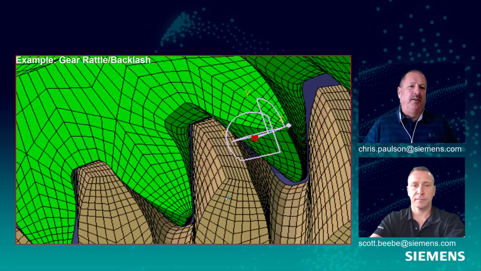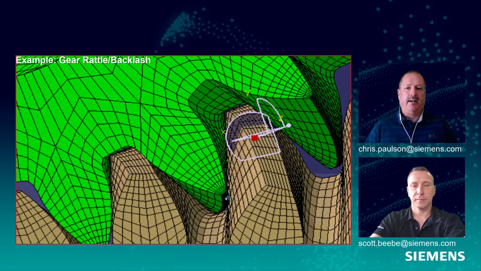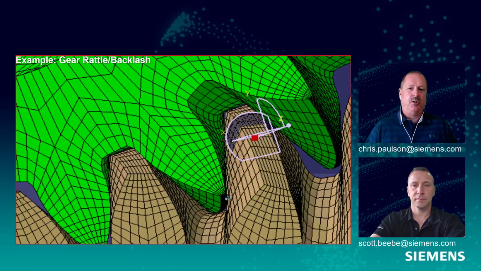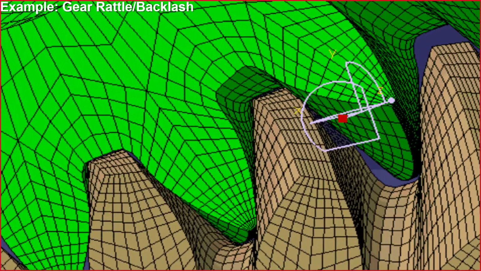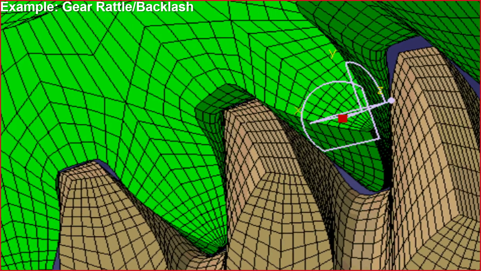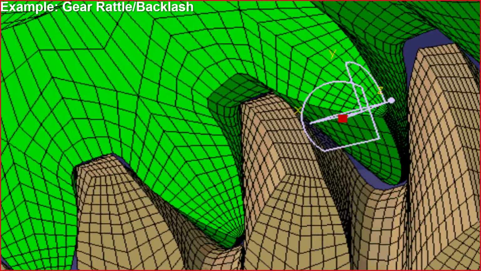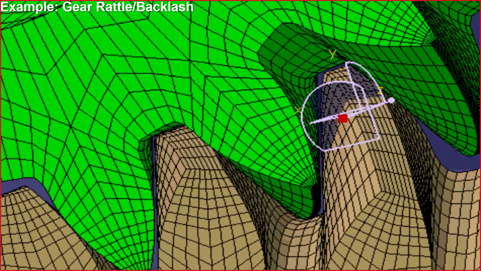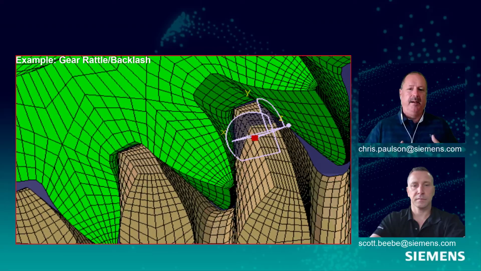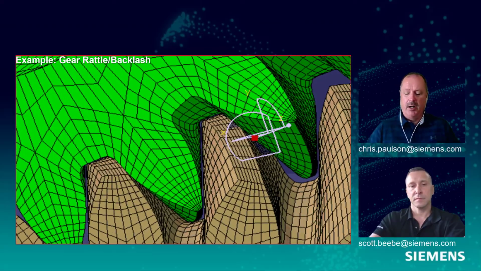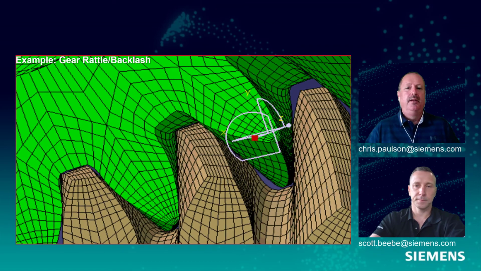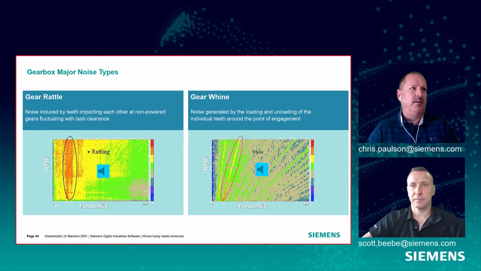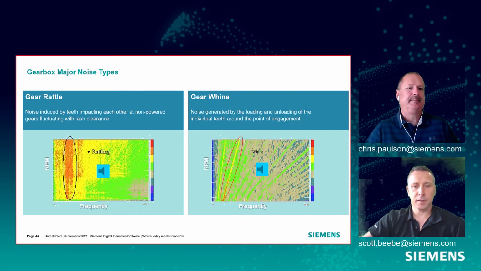Next is a couple of things we want to talk about, our gear rattle and backlash. This is due to the fact that to operate properly, your gear teeth have to have some free play. If they were designed perfectly to touch and there was no free play, then you would wear out your gear pretty quick. So Scott, what are some of the noise types we can get due to this backlash? Yeah, well, let's talk about that, Chris.